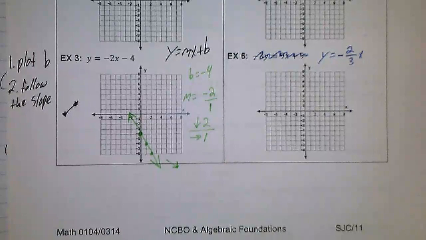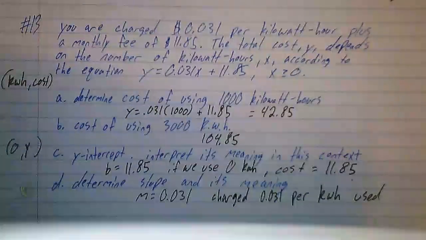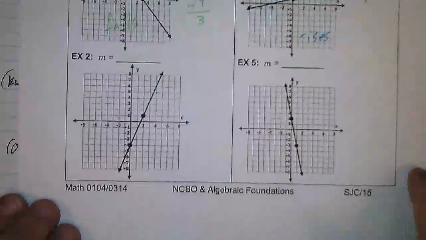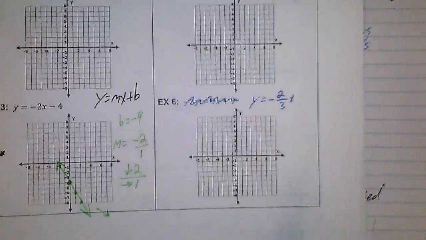Let's look at one more. A couple more on page 15. So that's plotting by hand. Oh, wait, I was going to do one more. I'm sorry. Back to page 11. That's right.